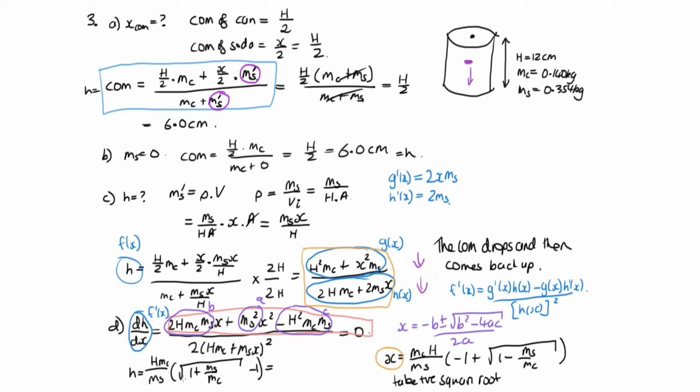And then we've got numbers for all these things, so we can substitute in. We've got 12 centimeters as the height of the can. The mass of the can is 0.14. The mass of the soda initially was 0.354, and then times the square root of 1 plus 0.354 over 0.14, and then we've got our minus 1. Sorry, I left off the brackets around that. And then putting all that into the calculator, we end up with 4.2 centimeters.